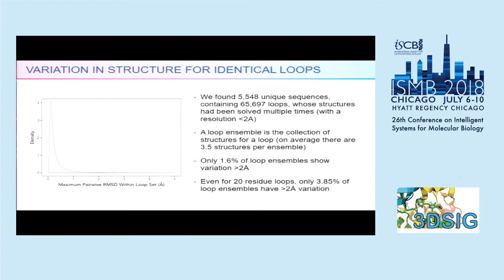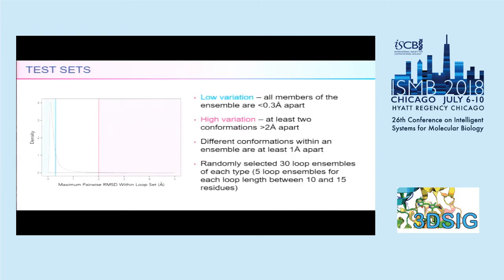And just to be clear that this isn't some big length trick I'm pulling on you, where all the short things don't move and all the long stuff does: even if I go all the way up to 20 residue loops, and I still have quite a lot of data there, only under 4% of those have more than 2 angstrom variation. So if you solve a 20 residue loop twice, it will probably be in the same place. That would be a very good bet, because 96% of the time you would be right. So taking that data, we created 2 test sets, a low variation set and a high variation set. In the low variation set, all the members of that loop ensemble are less than 0.3 angstroms apart.